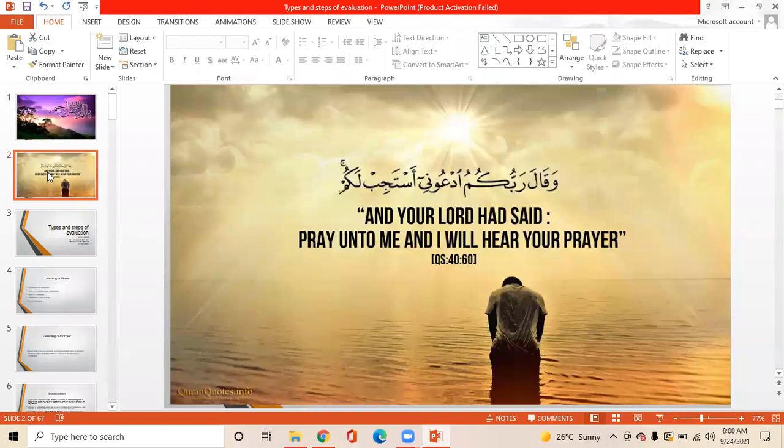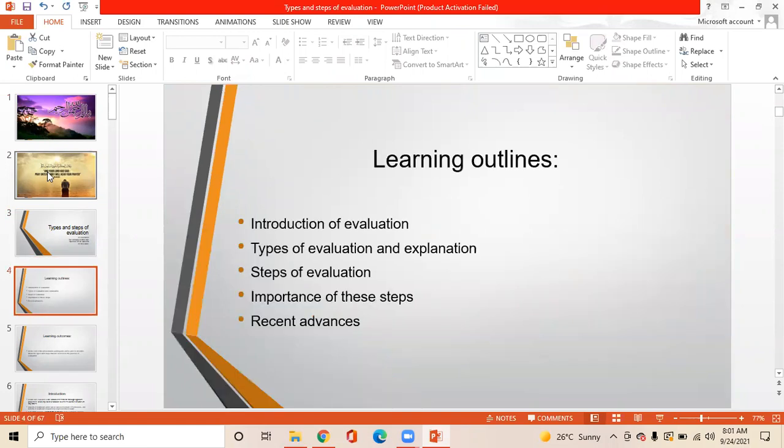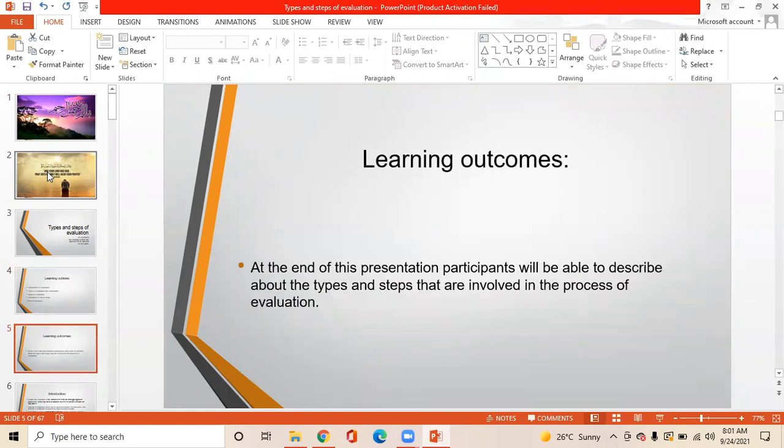Quote for today is, and your Lord has said, pray unto me and I will hear your prayers. Today, the topic of my presentation is types and steps of evaluation under the supervision of my professor, Dr. Saira Afzal. Learning outlines: introduction of evaluation, types of evaluation and explanation, steps of evaluation, importance of these steps, and recent advances. Learning outcomes: at the end of this presentation, participants will be able to describe the types and steps that are involved in the process of evaluation.